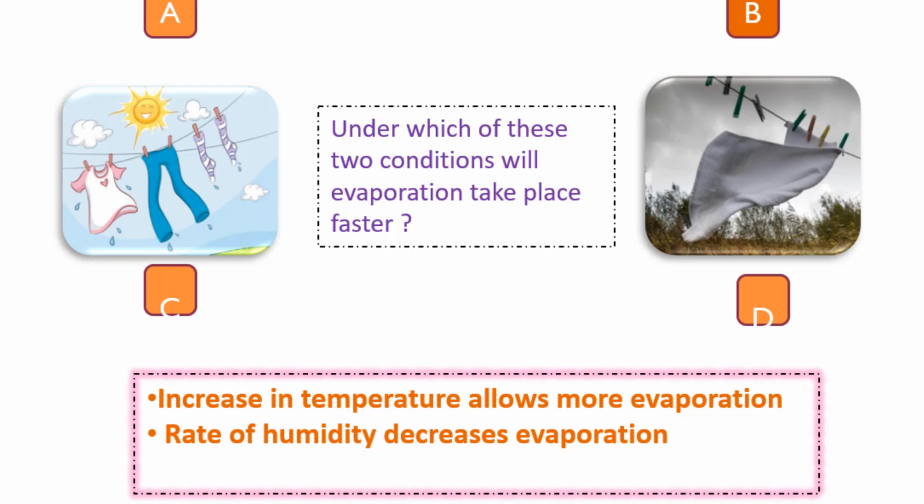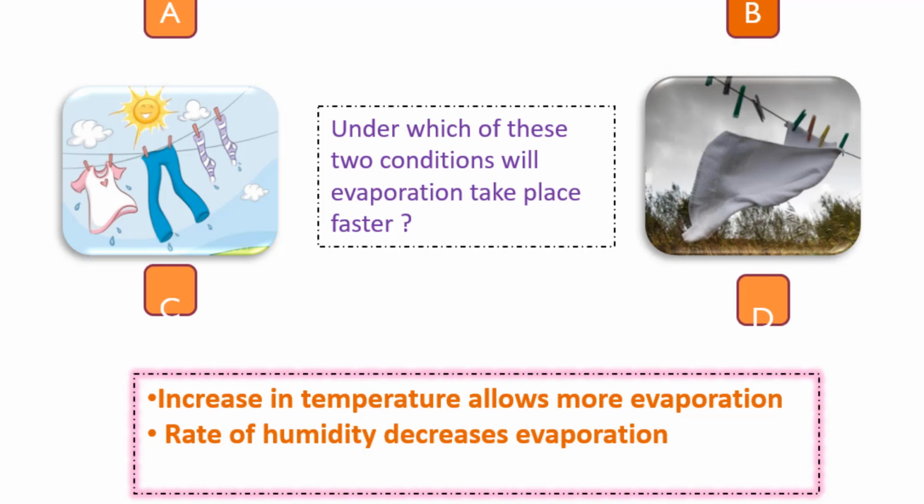Also, if it is windy, then it will be better. So you may think that in figure D, there is a lot of wind blowing. Then why am I saying that in case of figure C, the evaporation will take place faster? The reason is, under a cloudy condition, there is a lot of humidity, that is, the moisture or water vapor content in the atmosphere is higher. Therefore, it will not allow evaporation to take place faster.